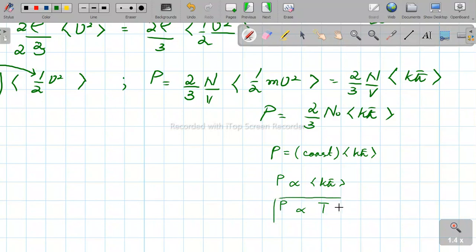This is the final expression in terms of temperature, in terms of kinetic energy, and then we have already seen in terms of density as well. This is where we end this derivation.